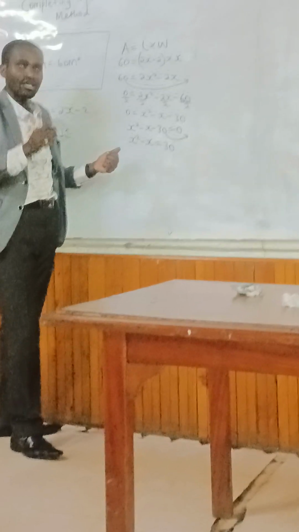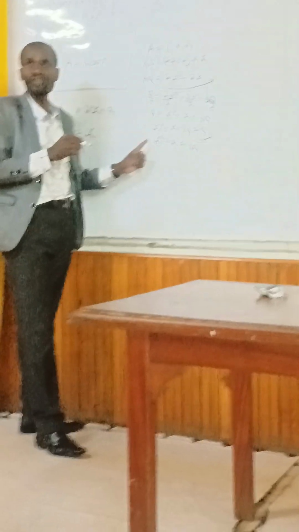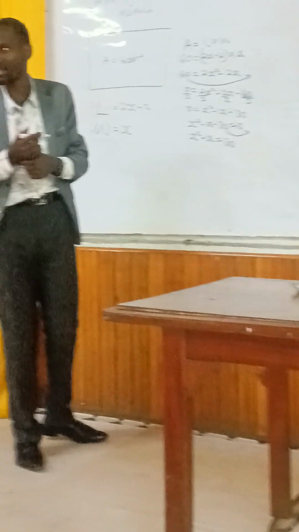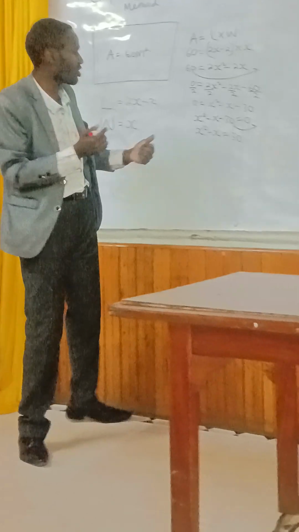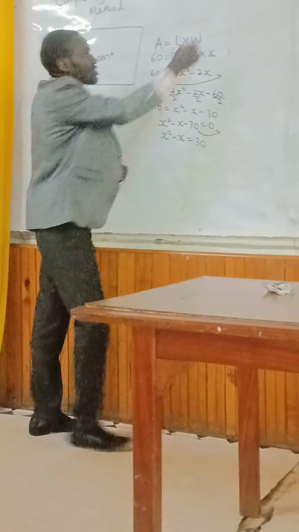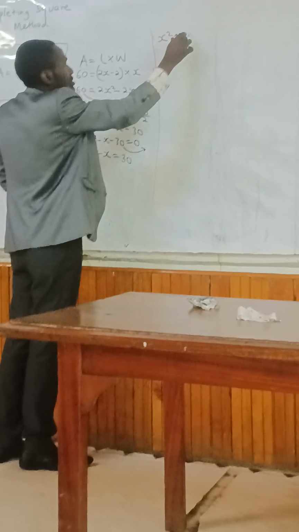I say you have to look at your equation. Do we have any coefficient of x squared? No. If it was there, we would have divided all through by that coefficient. Because there's no coefficient of x squared, we shall proceed to the next step. So we are going to have x squared minus x is equal to 30.